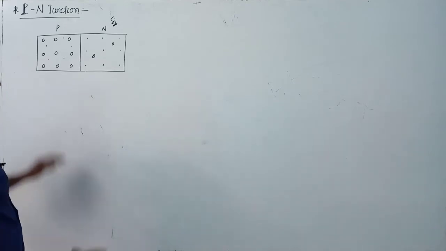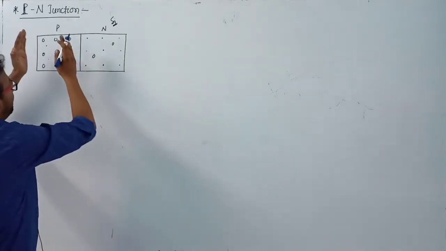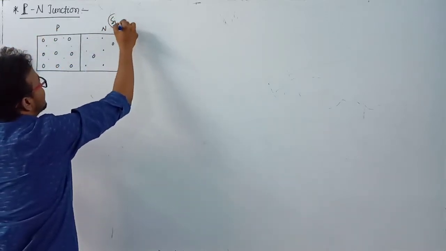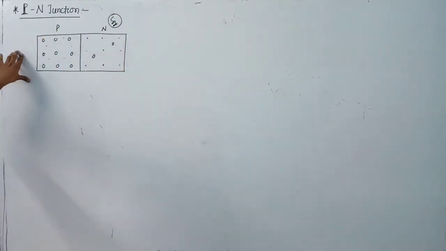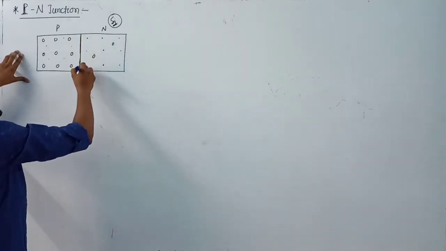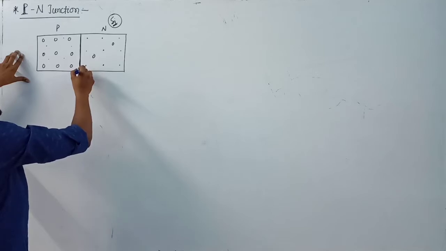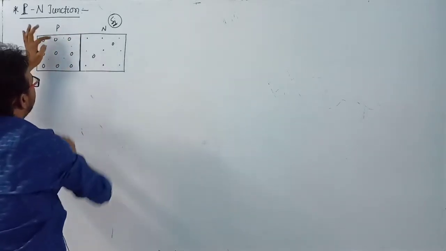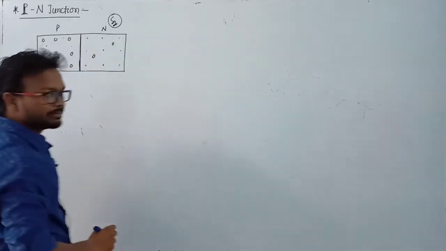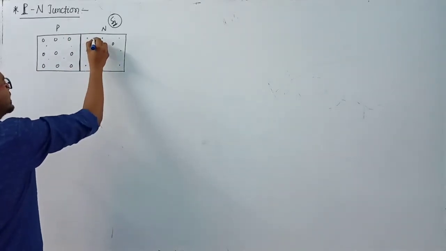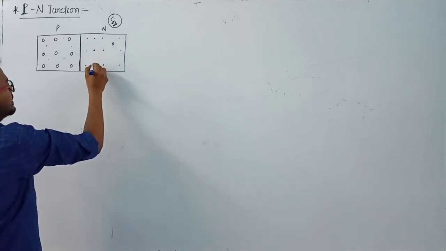Now what is a PN junction? When we join one p-type and one n-type semiconductor in the same crystal, here a silicon crystal, there is a junction, and this junction is known as the PN junction. This surface is separated into p-type and n-type semiconductor. Clear?